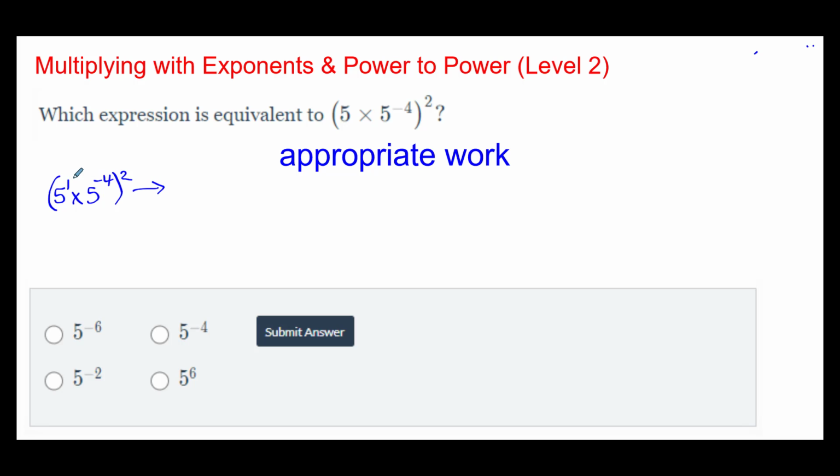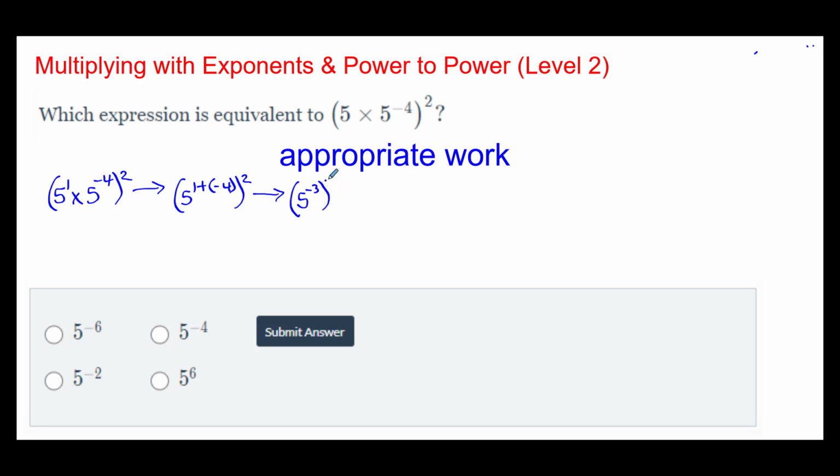These type of problems, I'm always going to work inside the parentheses first because that follows with order of operations. So 5 to the power of 1 times 5 to the power of negative 4. Same base, we add the exponents. So in parentheses, I'm going to put 5 to the power of 1, add a negative 4. Then I'm going to simplify that. And 5 to the power of 1 plus a power of negative 4, that's going to simplify as 5 to the power of negative 3.